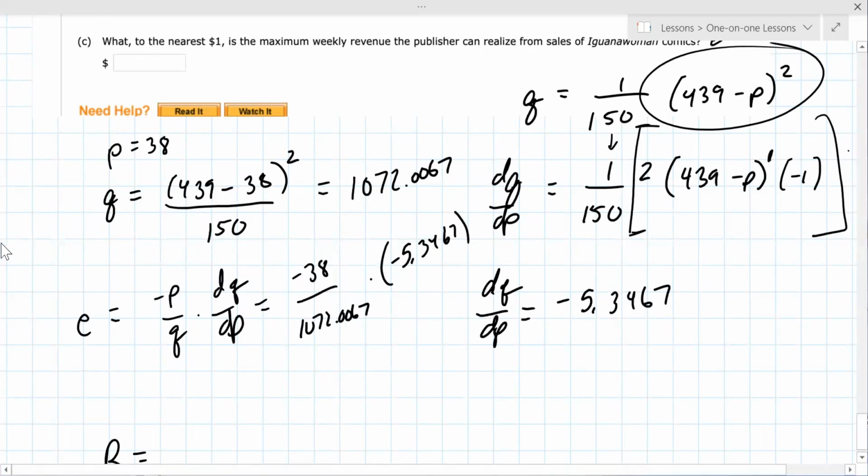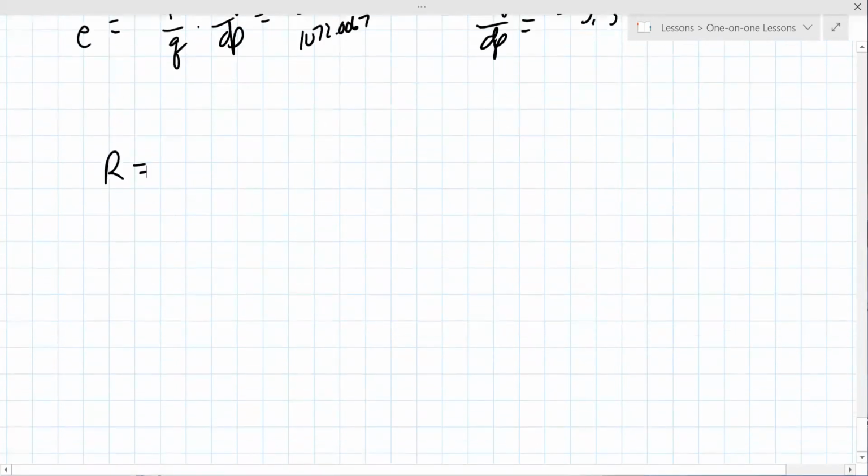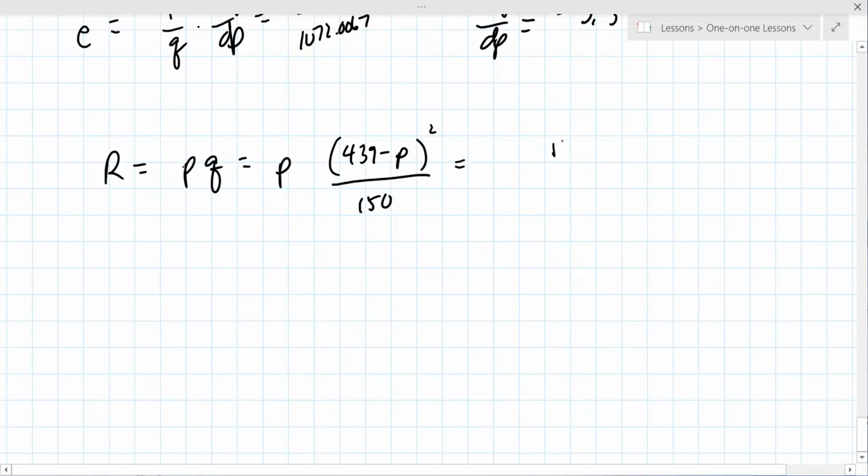Okay, so revenue is price times quantity. And I keep saying that because it's got to be really clear for you. The price is the variable. Q is given. It's the 439 minus P squared over 150. I'm going to just slightly rewrite this. P over 150, 439 minus P squared.